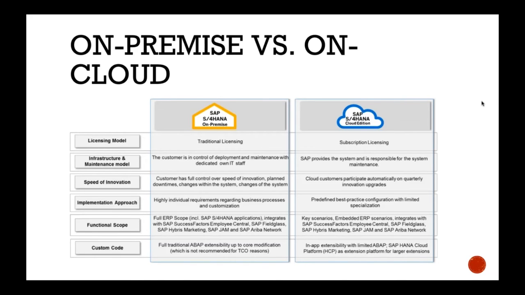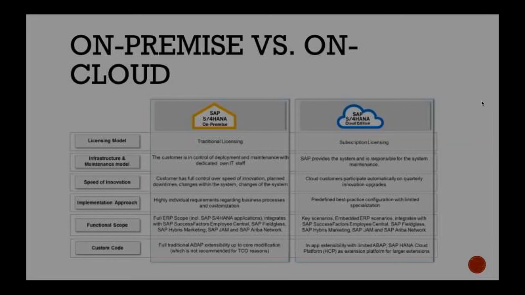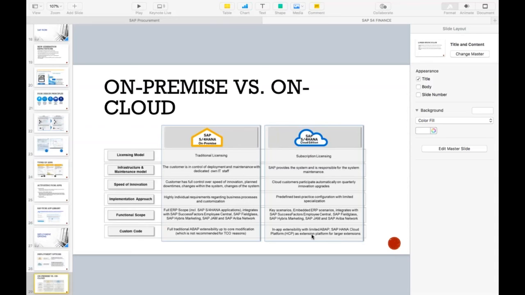So in case of on-premise, full traditional ABAP extensibility to core modification, which means full ABAP is available to you. You decide whatever reports you want to create, you change forms, you create BAPIs, BDCs, whatever you want. But in case of cloud, in-app extensibility with limited ABAP. Okay, so little bit of ABAP is provided now. Earlier, even that was not provided. Okay, and that was only possible with this additional component called as HANA Cloud Platform, which is little bit technical, but just understand this concept that in cloud, there are not much of customizations allowed.